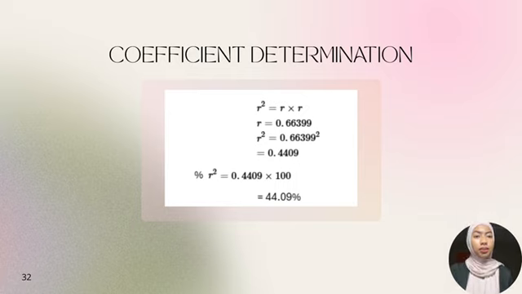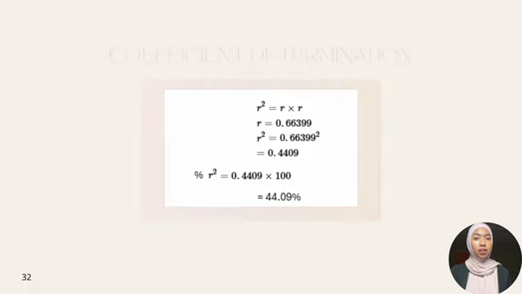This means that 44.09% of the total variation in average study duration can be explained by the usage of the study room per week. The remaining 55.91% is influenced by other factors such as personal study habits, environment, motivation, and time management.